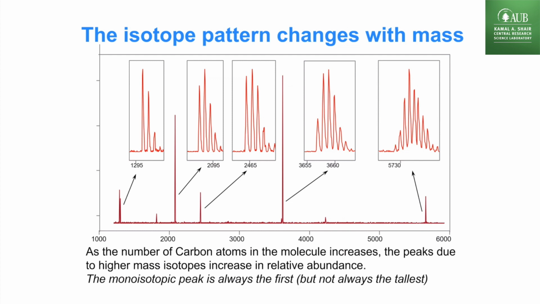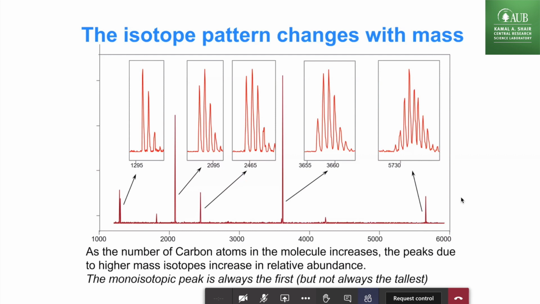So how do we know this? We know this from the chart of the nuclides, right? We know the percentage of each isotope as well as its exact mass. So we can predict what the pattern will be like based on the formula of the compound, and you see this changing pattern as the number of elements changes.